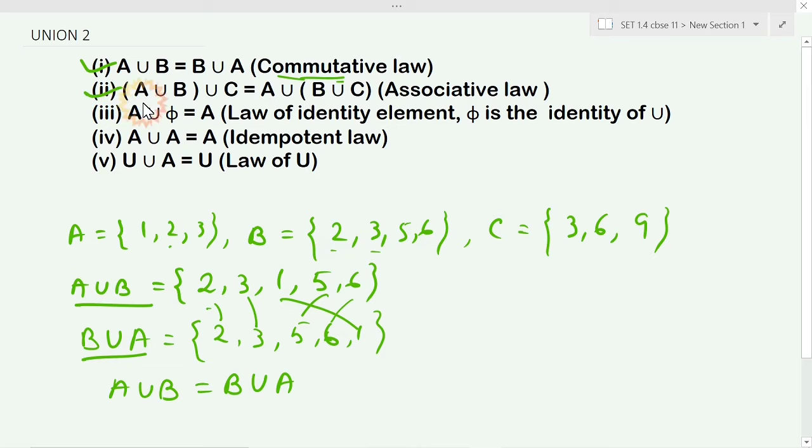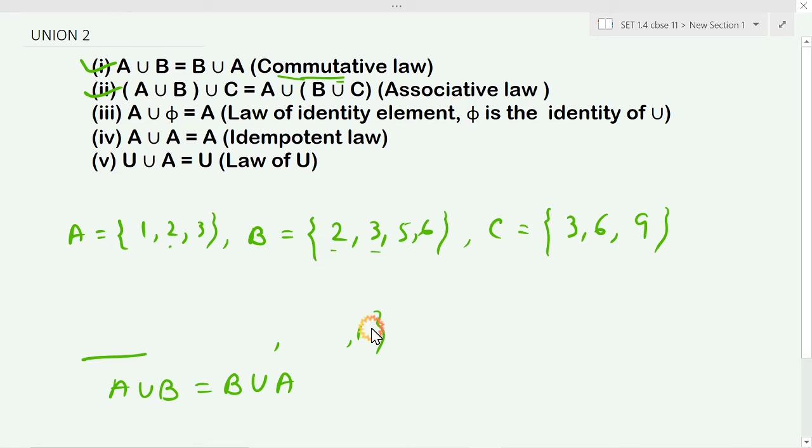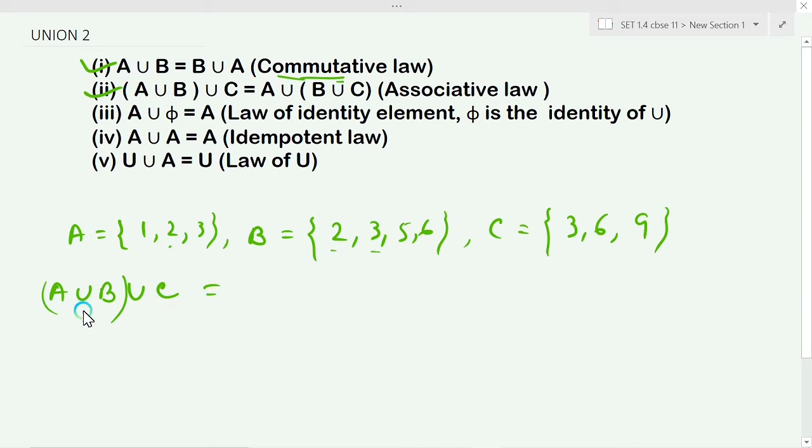Now the second one: you have to calculate A union B union C. So first of all we calculate A union B union C. For this we first calculate A union B. So what is A union B? A union B is 1, 2, 3, 5, 6.